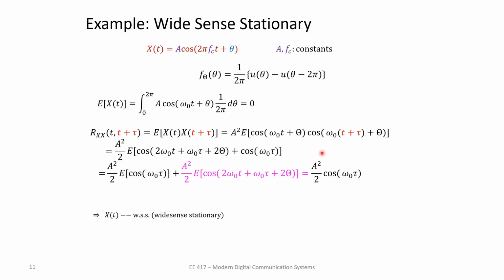So the autocorrelation is only a function of tau, which is the time difference between the two. So this concludes that the process is in fact wide sense stationary. So it doesn't have to be 0, by the way. It could be any constant. So the autocorrelation is a function of the time difference, and here we go.